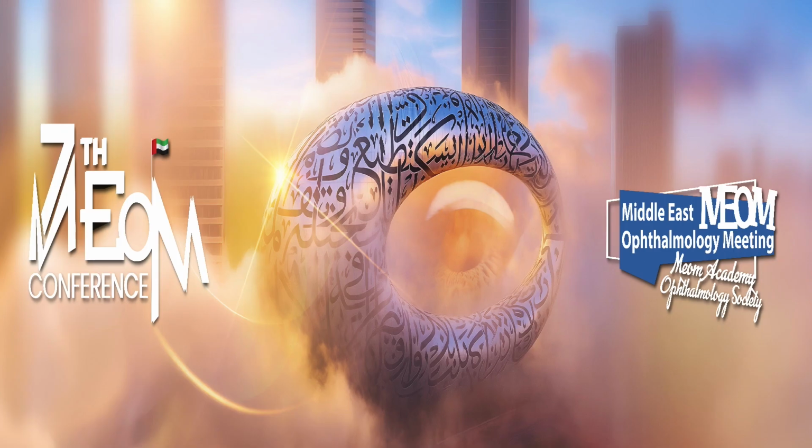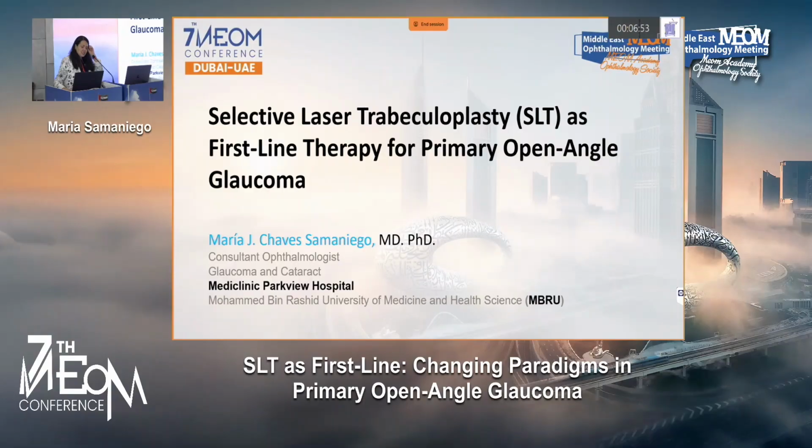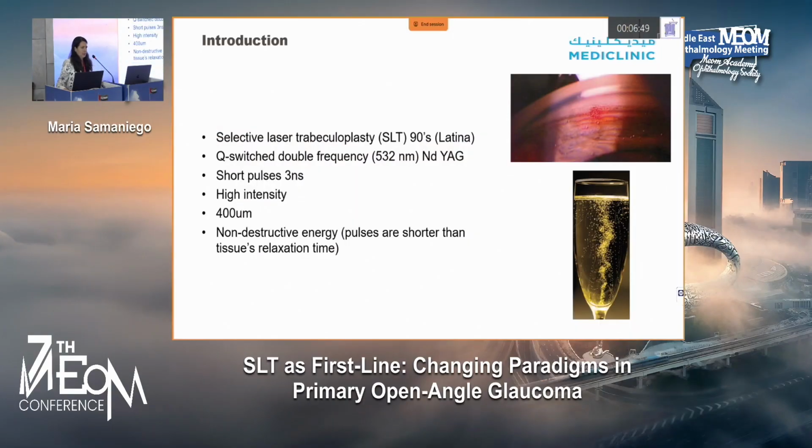Okay, so I'm going to talk about SLT, something that sounds very popular nowadays, but it's not actually that new. It was described in the 90s by Latina. It uses a Q-switch double frequency ND-YAG laser, with short pulses of 3 nanoseconds, high intensity 400 microns, and it uses non-destructive energy. So the pulses are shorter than the tissue's relaxation time.